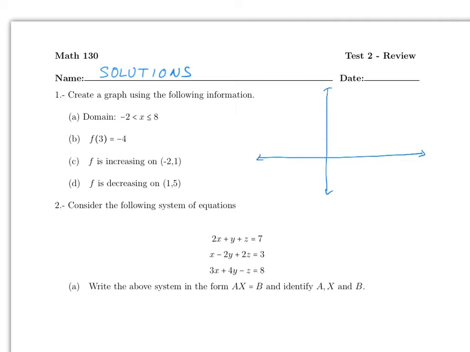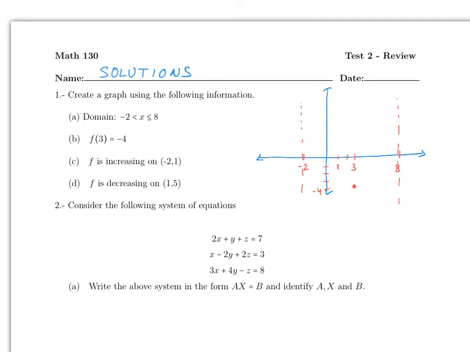And it tells you that the graph goes from -2, all the way to 5. So this is as low as you can go and this is as high as you can go. And then it tells you that f of 3 is equal to -4. So you do your own scale, so this point was here. And then it says that the function is increasing between -2 and 1.